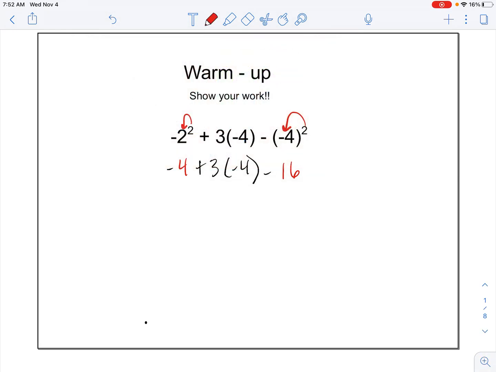Remember, when you multiply, always use the sign. That's a +3 and a -4. So that is a -12. And then I'm going to bring everything else down.